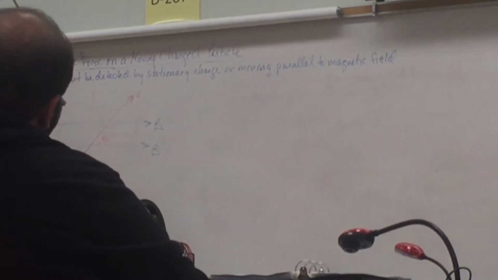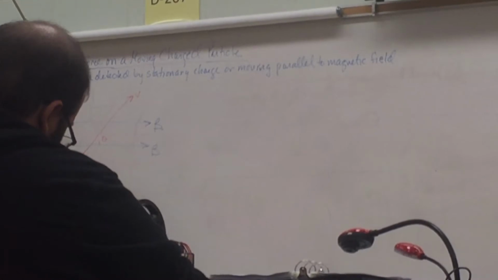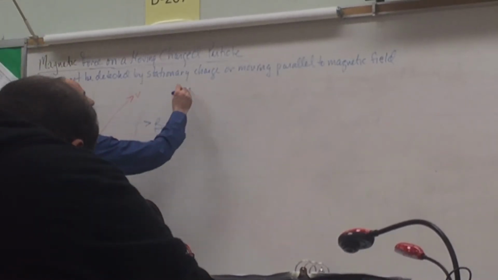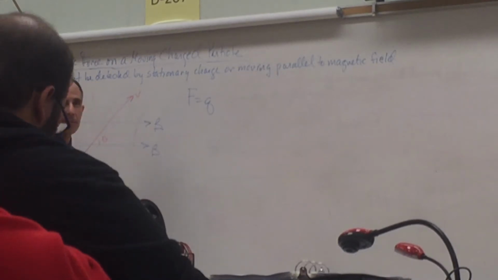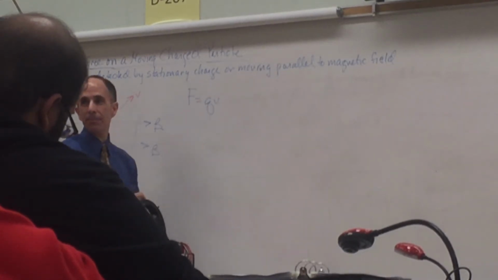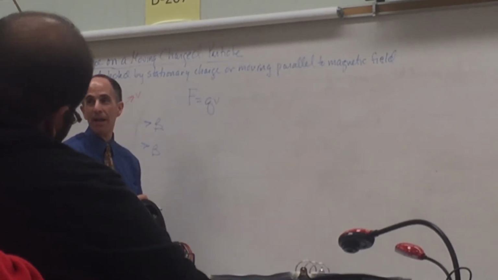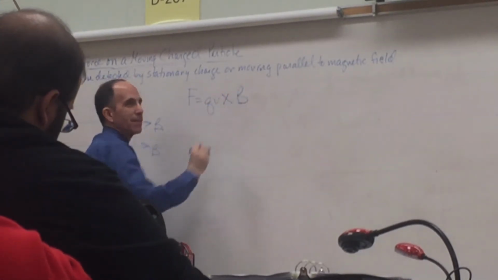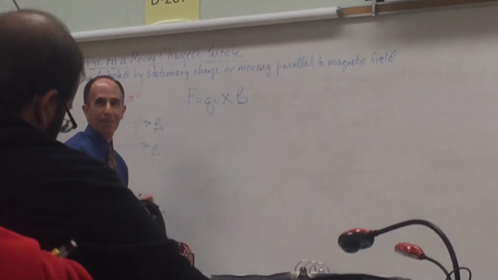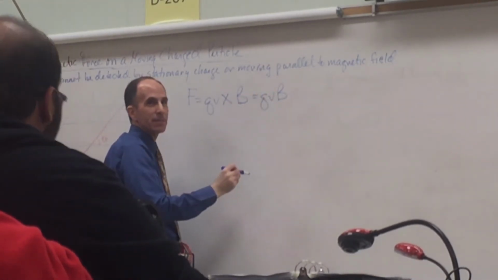The formula for it, and the only way you get the formula for this is by experimentation. There's no calculus derivation for it. F equals the charge, velocity, and you have to put something between the v and the B. Not times. Cross. It's a cross product. F equals qvB sine theta.